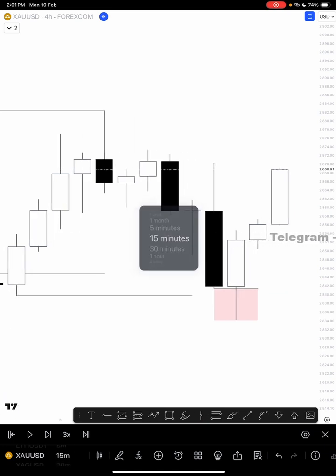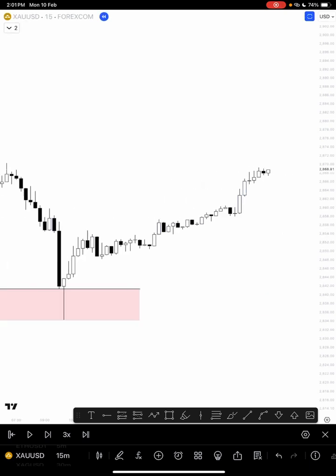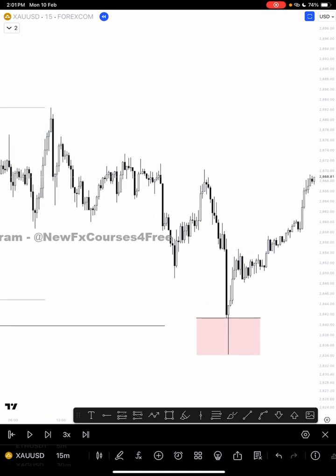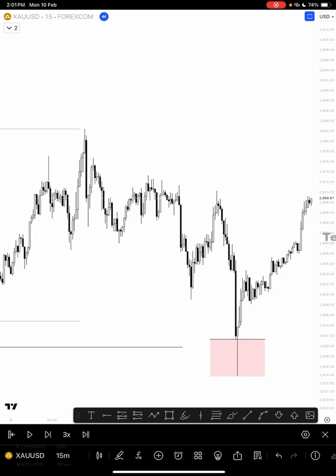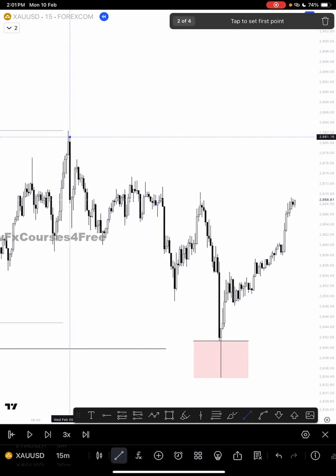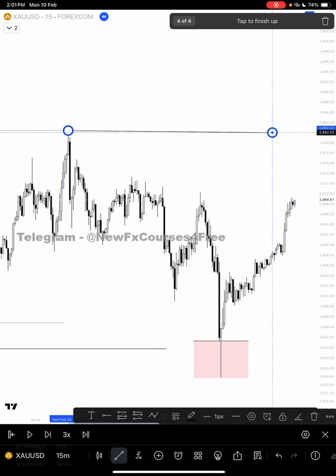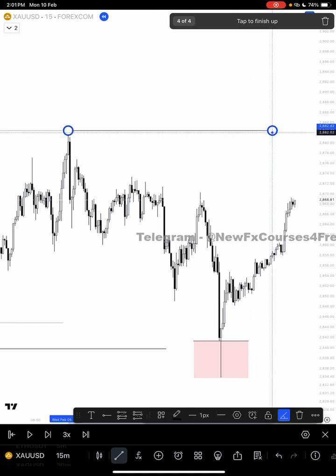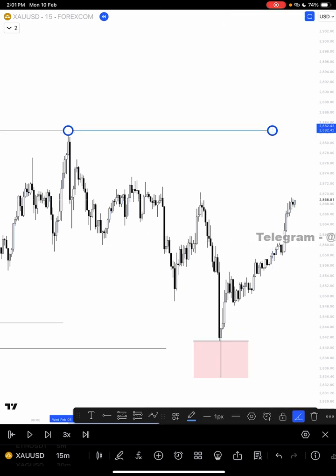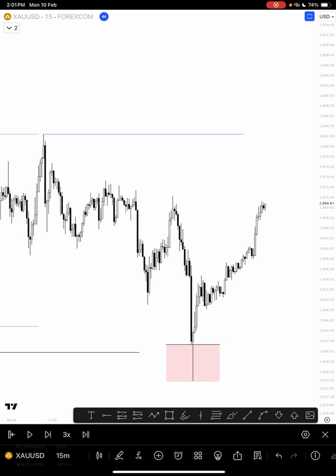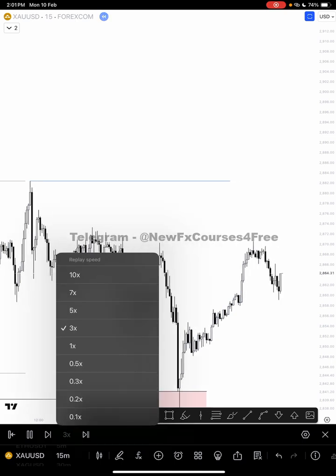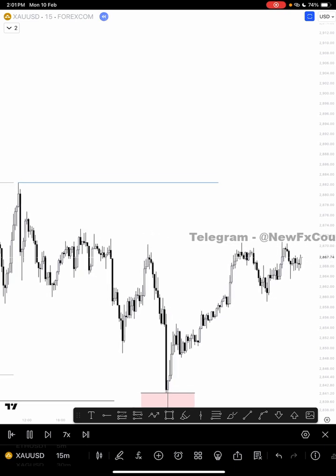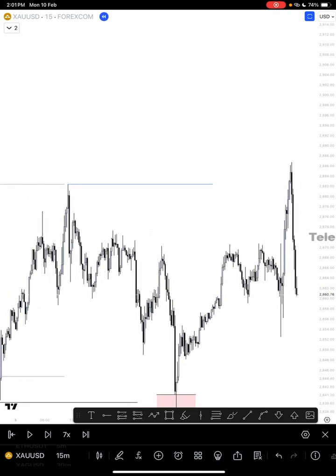Going down to the lower time frame, which is the 50-minute time frame, you can see how the candle closed below beautifully, and you can target your daily range high as your draw on liquidity, which was actually taken out with this move.